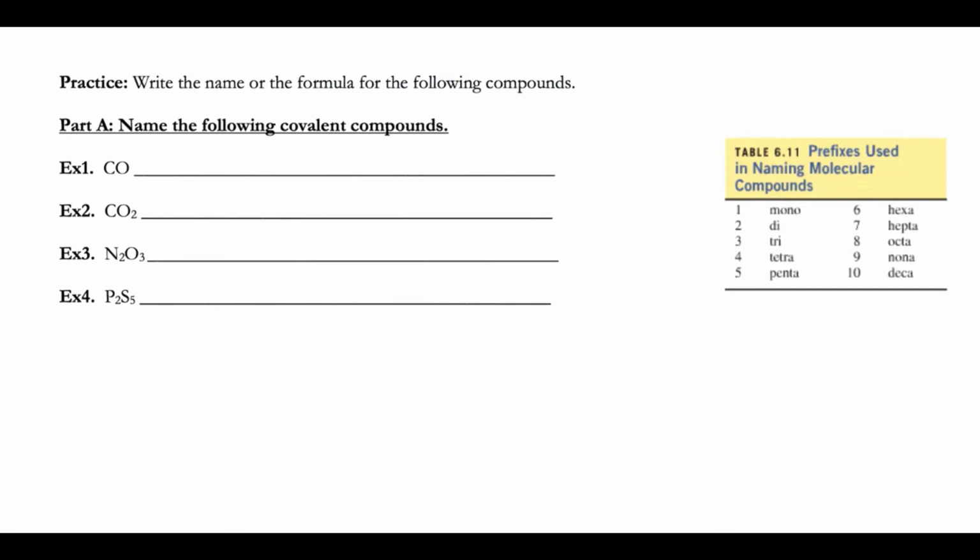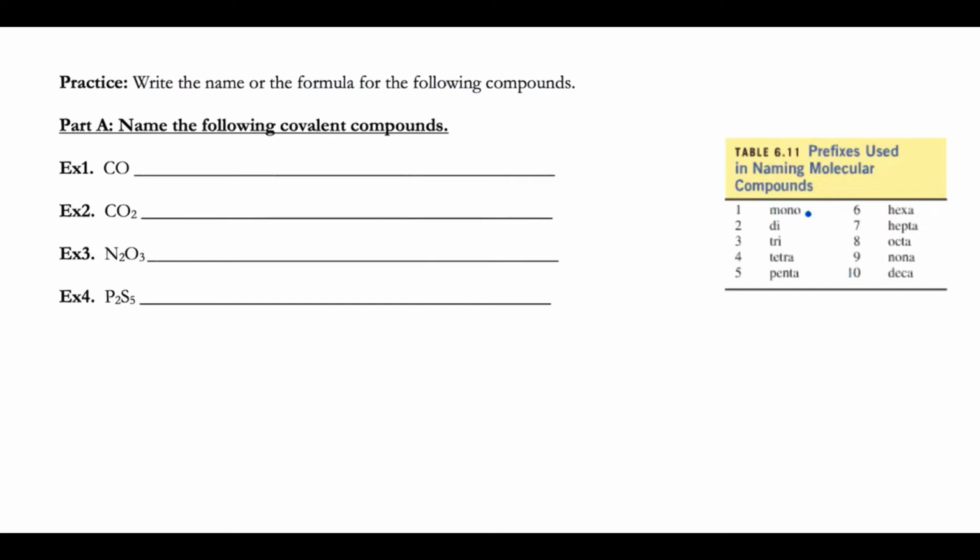And instead of just writing out the name like we did for ionic compounds, you are going to include prefixes, and these are the prefixes right here, this table, that you will include to represent the number of atoms that the covalent compound has. So let's go over these prefixes. 1 is mono, 2 is di, 3 is tri, 4 is tetra, 5 is penta, 6 is hexa, 7 is hepta, 8 is octa, 9 is nona, and 10 is deca.